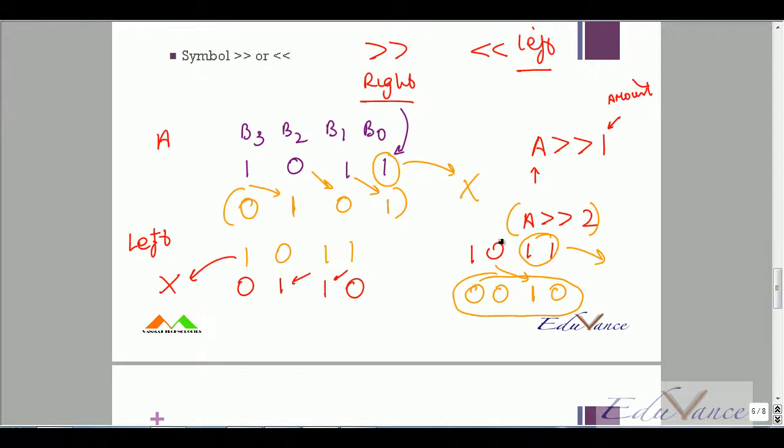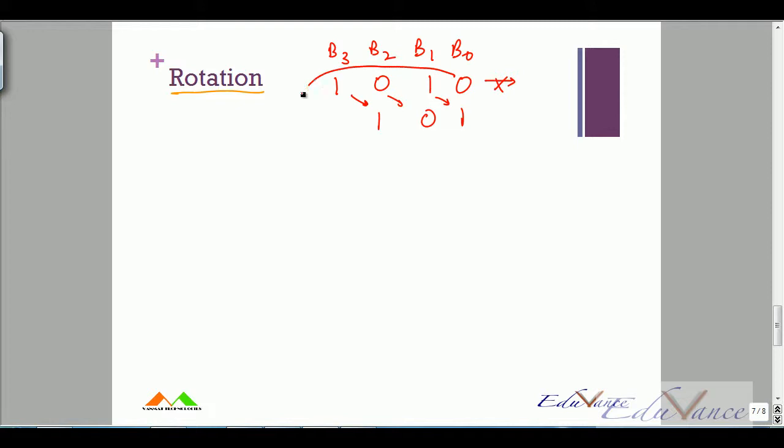Now that said, how do we understand the concept of rotation? Now a rotation is a little different from shifting. Let me quickly explain that. If I have A again, B3, B2, B1, B0, 1, 0, 1, 0, and if I do a right rotation means that I first shift 1 bit to the right, which would give me 1, 0, 1, and this guy does not fall off but comes in place of B3 as this. Now this is a right rotation.